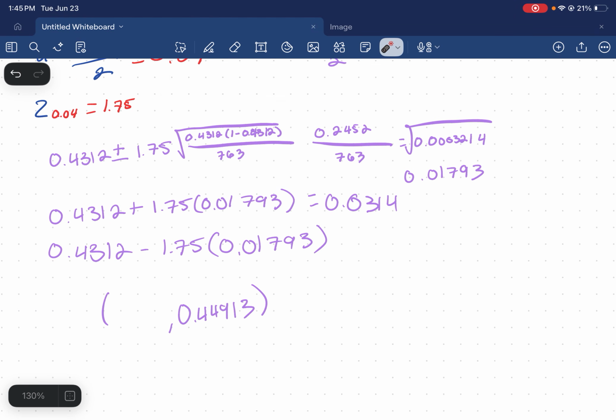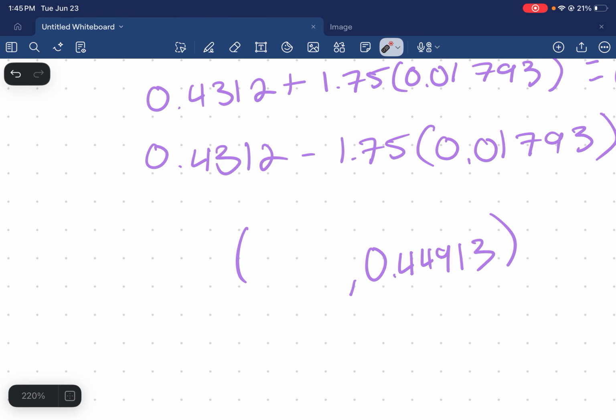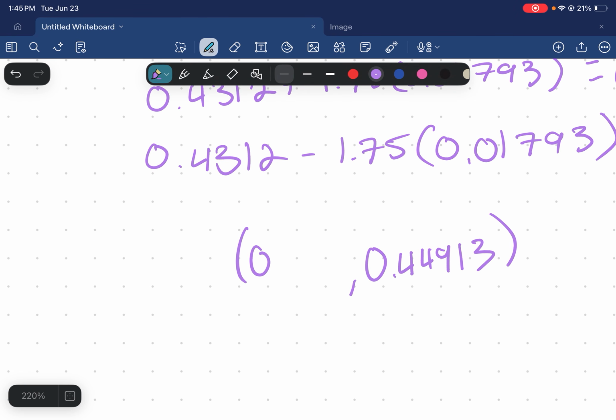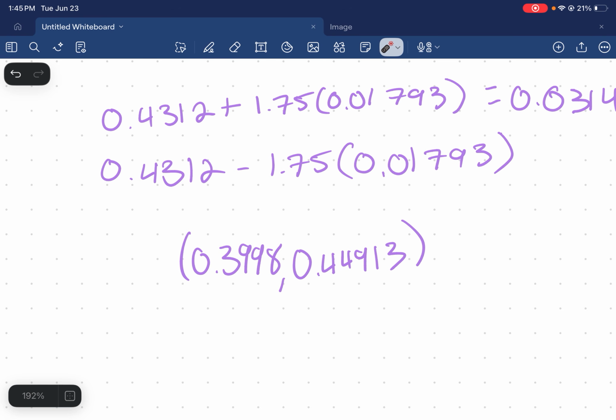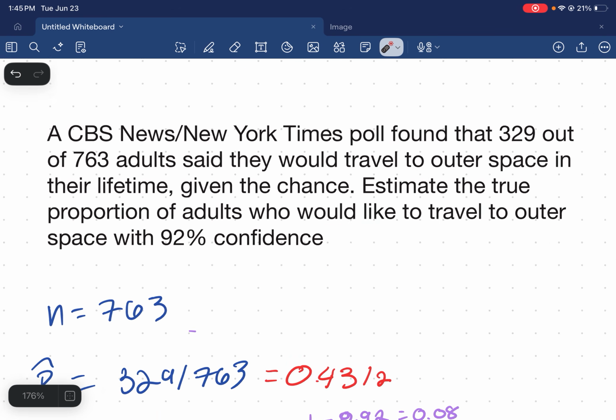this and then subtract it by this right here. So 0.4312 minus 0.0314, which is equal to 0.3998. So this is the confidence interval for the proportion for this example right here.